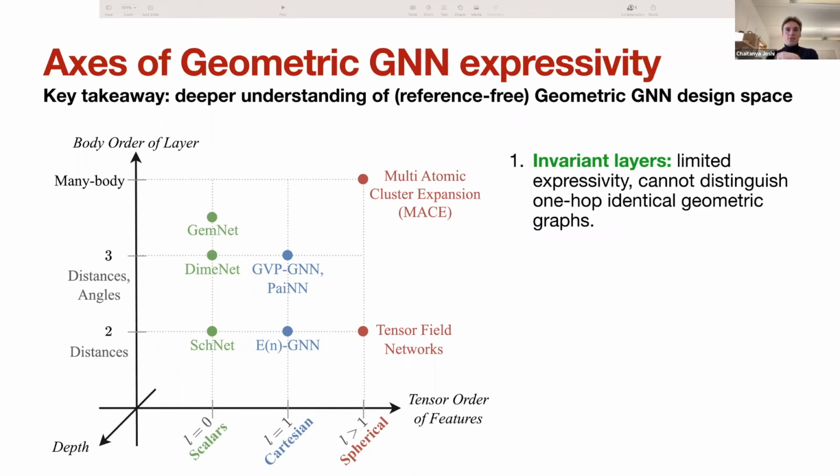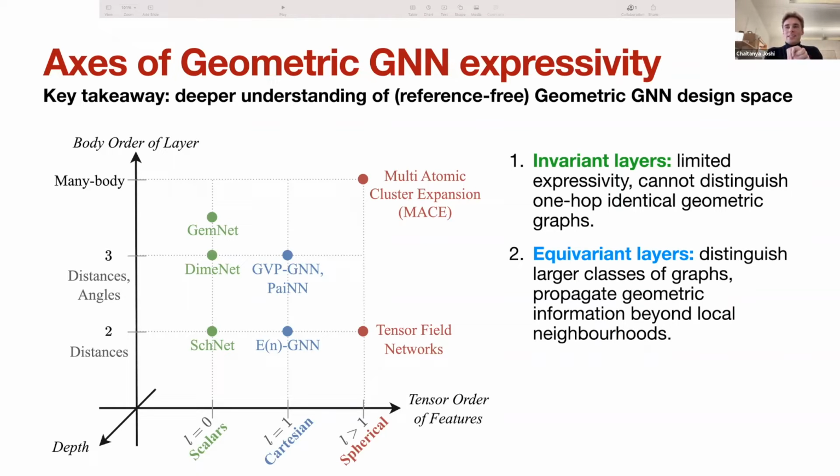And the three takeaways here is that if we restrict ourselves to layers which only pass around invariant messages, so scalars colored here in green, then that has a limit on the expressivity in this reference-free framework, in the sense that we cannot distinguish graphs which are identical in their one-hop signature. And Chaitanya will explain in more detail what that means.